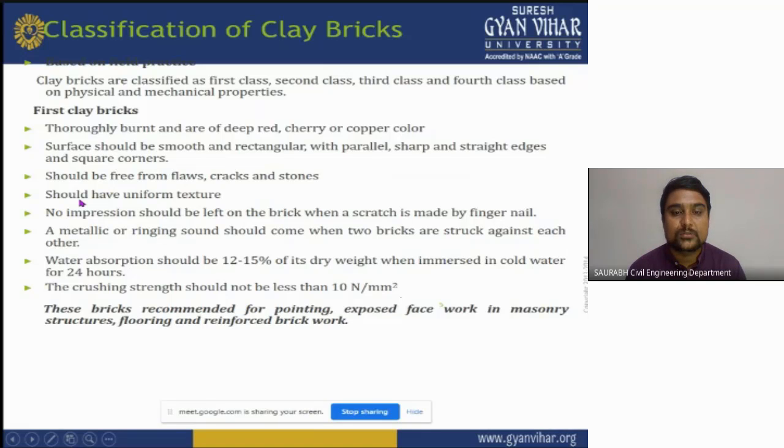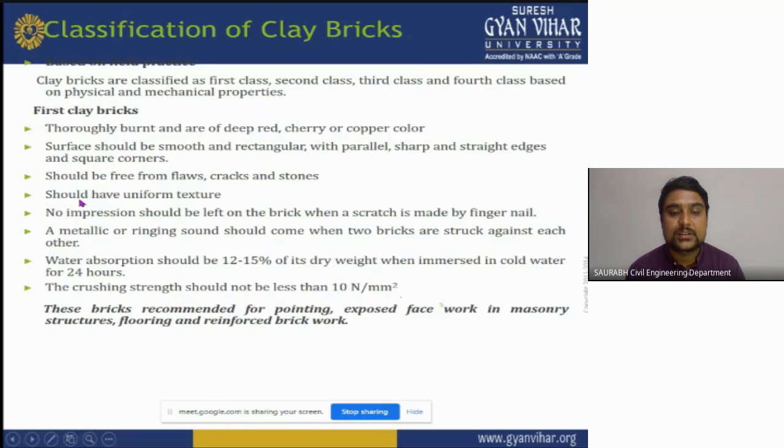No impression should be left on the brick when it is scratched. A scratch is made by the fingernail. A metallic or ringing sound should be produced when two bricks are struck against each other. Water absorption should be 12 to 15% of its dry weight when immersed in cold water for 24 hours.